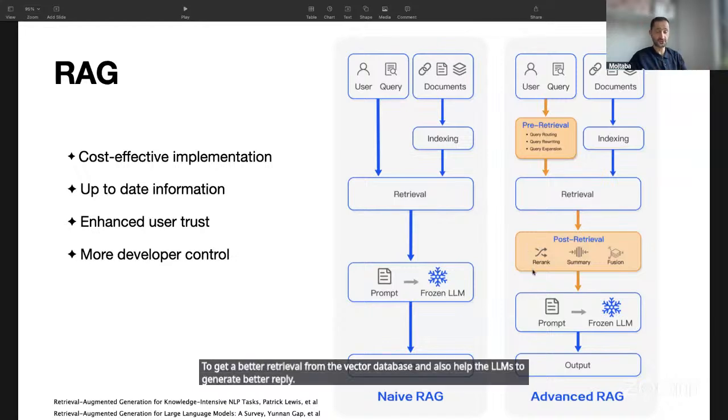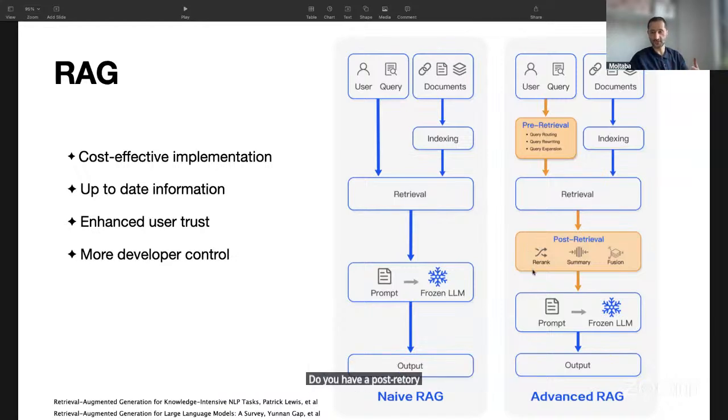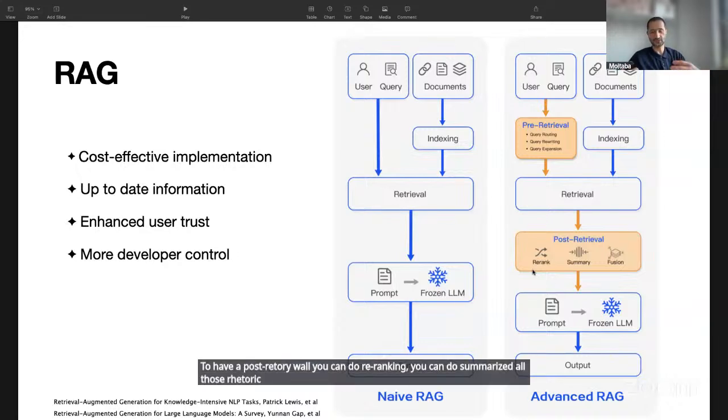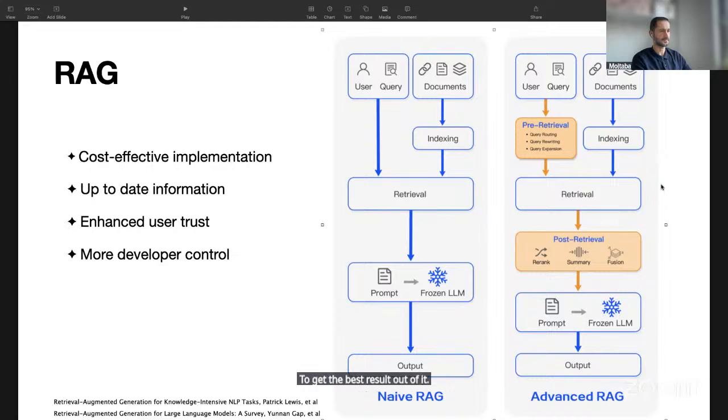There is also post retrieval. You can do re-ranking. You can summarize all those retrieved documents. You can do a couple of different re-rankings and put them together. There are different flavors that you can use, and people use them nowadays in the industry to get the best result out of it. Any questions?